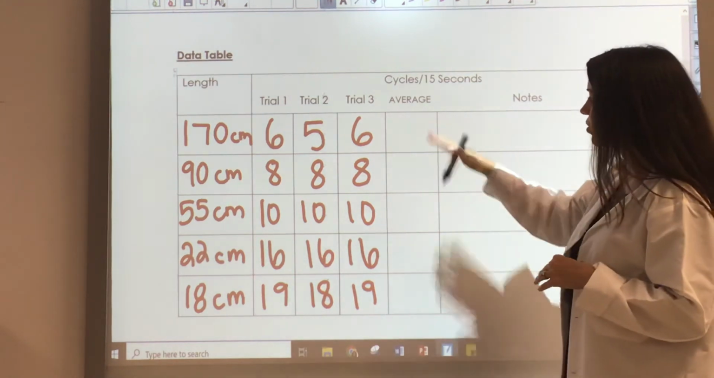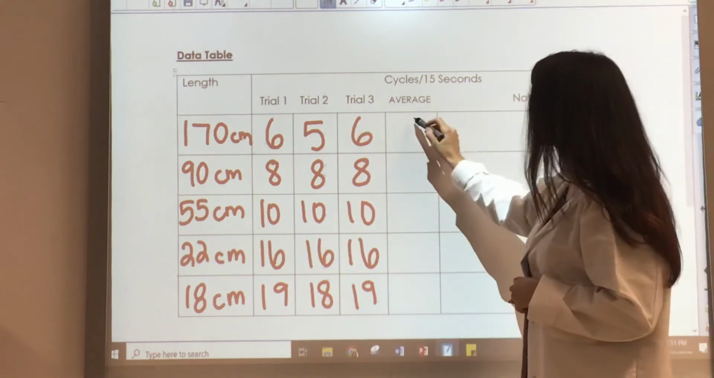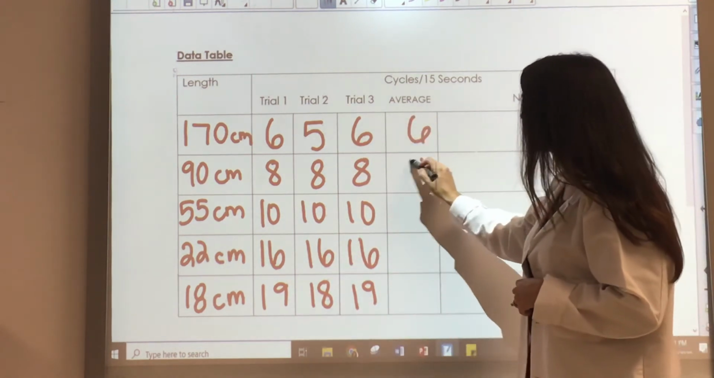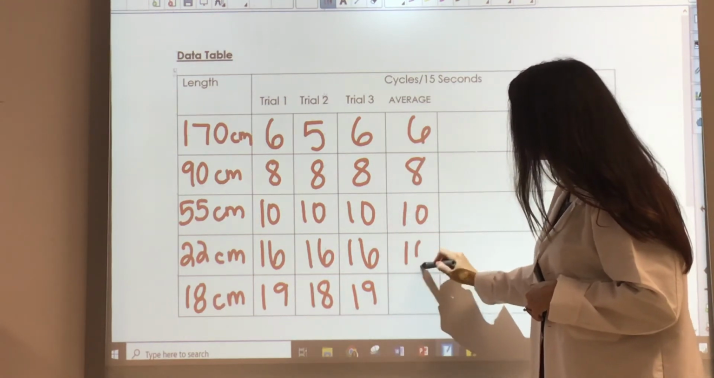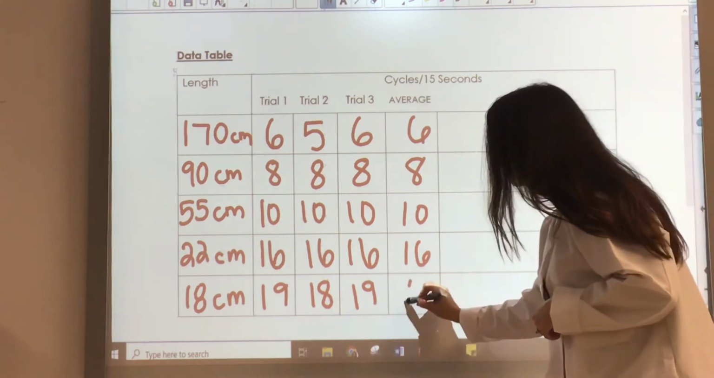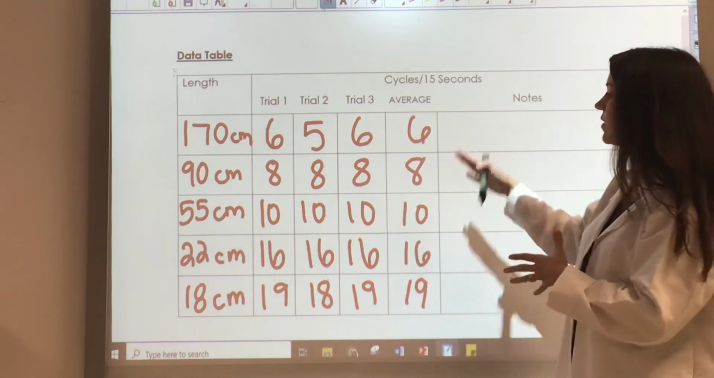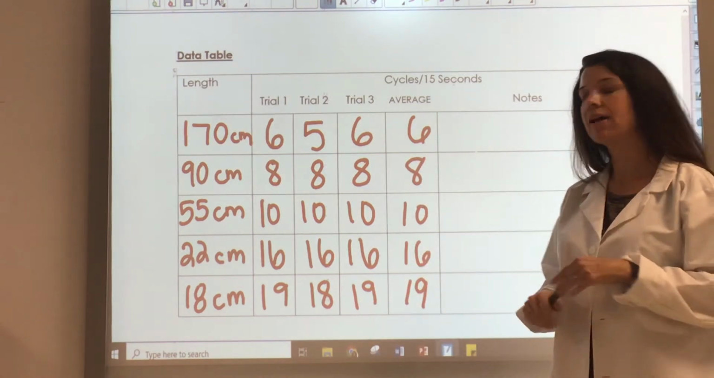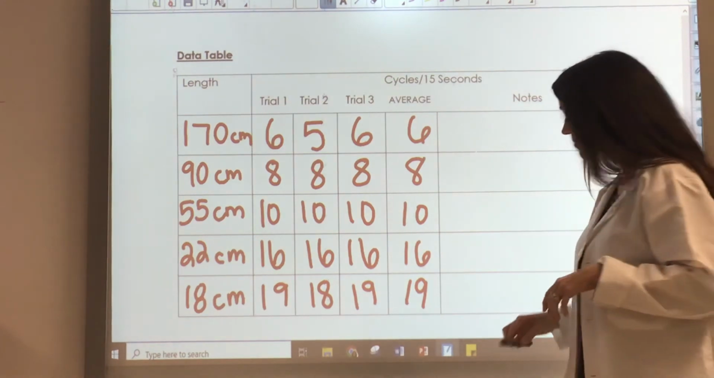So we're going to look down through here. We have 6 occurring most often, so we would say 6 is our average. We had 8 across the board here, 10, 16, and then again here we had some varying numbers, but 19 appeared to be the number that occurred most often. Okay? And now we have this great data that we can look at to analyze and figure out what the relationship is.